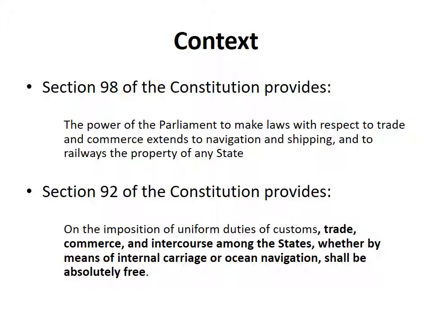Section 98 provides, "The power of the Parliament to make laws with respect to trade and commerce extends to navigation and shipping, and to railways the property of any state." The most significant provision in Chapter 4, however, is Section 92. Section 92 provides that trade, commerce, and intercourse among the states, whether by means of internal carriage or ocean navigation, shall be absolutely free. No other phrase in the Constitution has caused as much consternation as the words "absolutely free" in Section 92. Fortunately, that consternation is outside the scope of this lecture.